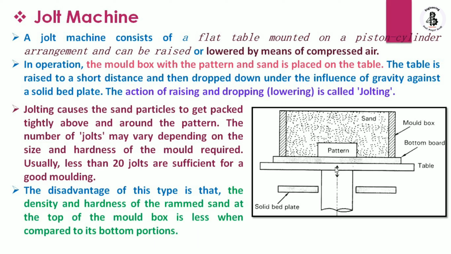So with these machines, you can see that around the pattern area, where the sand particles are in contact, the sand will be tightly fixed. But the portion above it will not be densely packed, so it will have quite some difficulties with its shape and size. This is the basic disadvantage: only one side will be firmly fixed, or you can say have good properties. So this is the jolt machine.